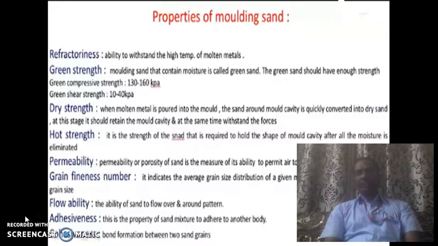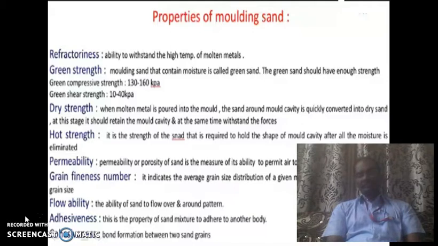First one is refractiveness. I already discussed it in the last slide. Refractiveness is the ability of the sand to withstand the high temperature of the hot molten metal. Second one is good strength. The sand must have very good strength to hold itself, for example compressive strength, the ability to withstand the compression occurring at the time of pouring the molten metal.